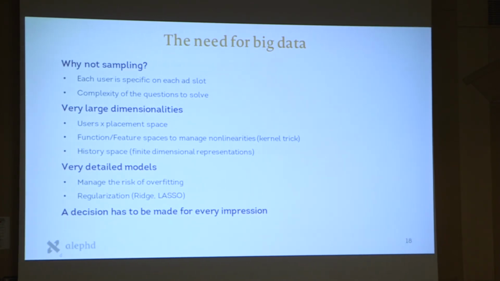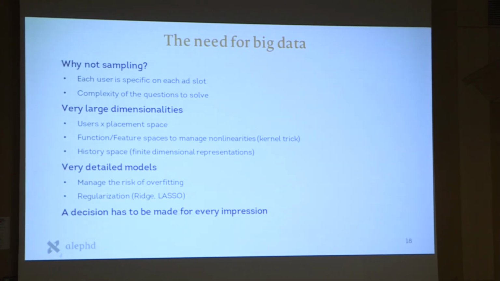Basically, sampling is not an option for us because we want to take a specific decision for every different user visiting a website. We want to take a different decision for every user on specific ad slots, on specific websites. So with so many variables we want to predict, we cannot rely only on a subset of the data we are collecting. Also, the question we want to solve requires us to really model complex processes of selling, and the models are pretty complex. They have many parameters, so we cannot really afford to throw away data.